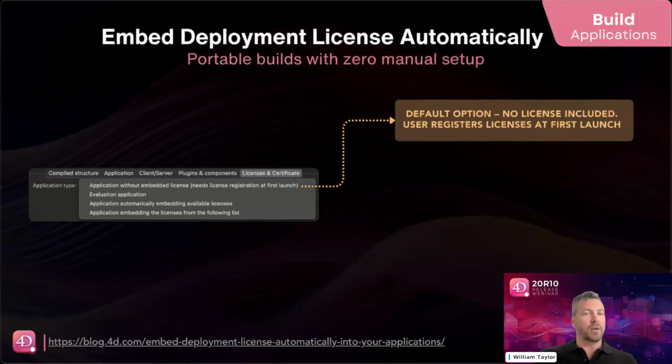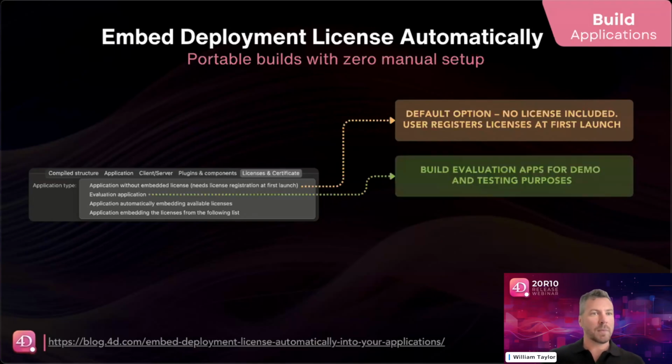The first one is the default, no license included. This means the user will have to register a license when they launch the app. As developers, you define, right? These are things that you're going to be defining when you build your application. This works fine when deploying manually or leaving the license to the end user, depending on your business model.